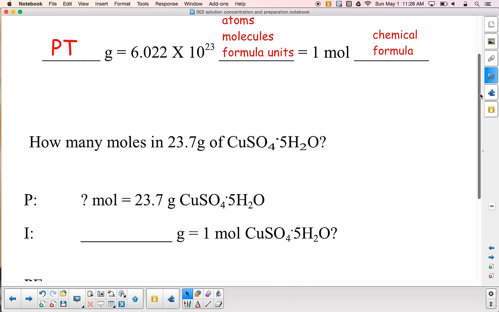Our example problem here asks us how many moles are in 23.7 grams of CuSO4.5H2O. Notice that this situation is similar to the oscillating reaction when you have to work with the MnSO4.2H2O.